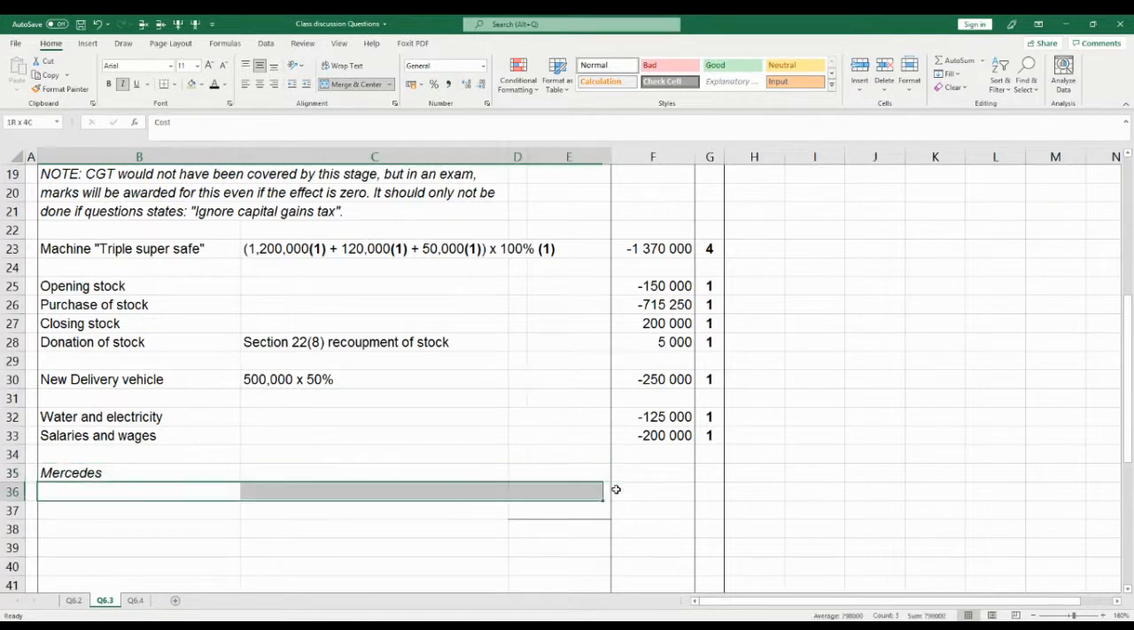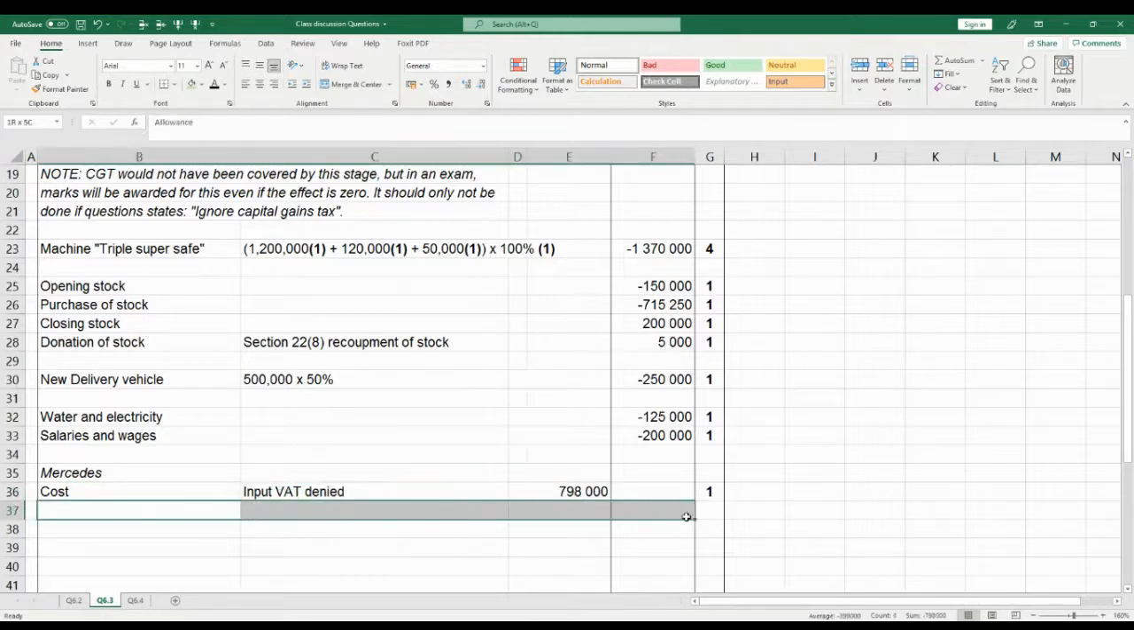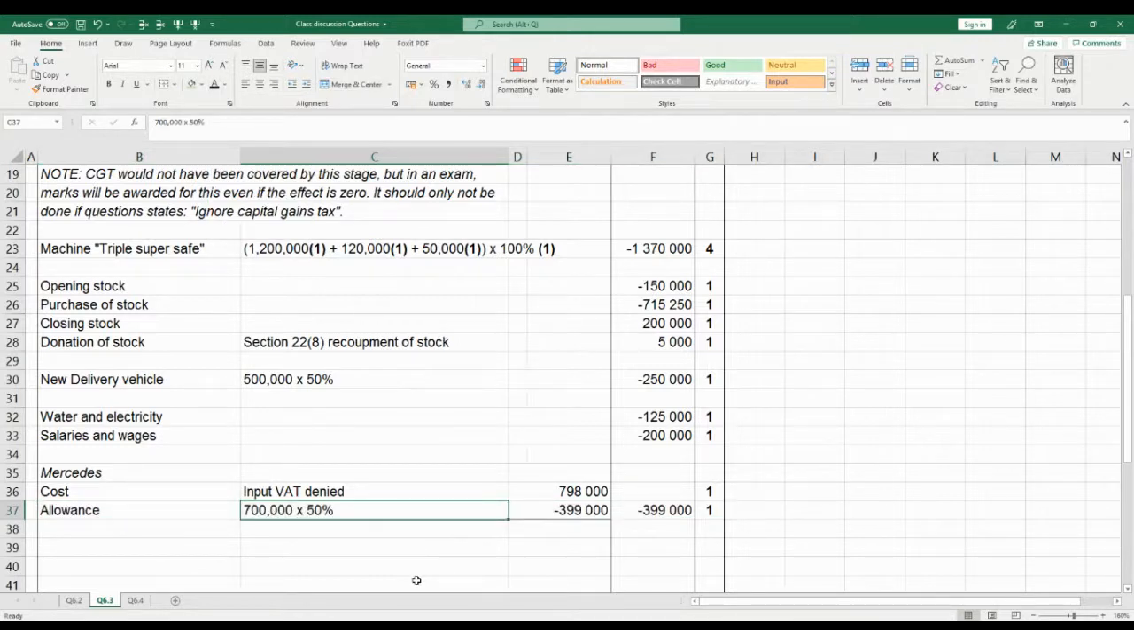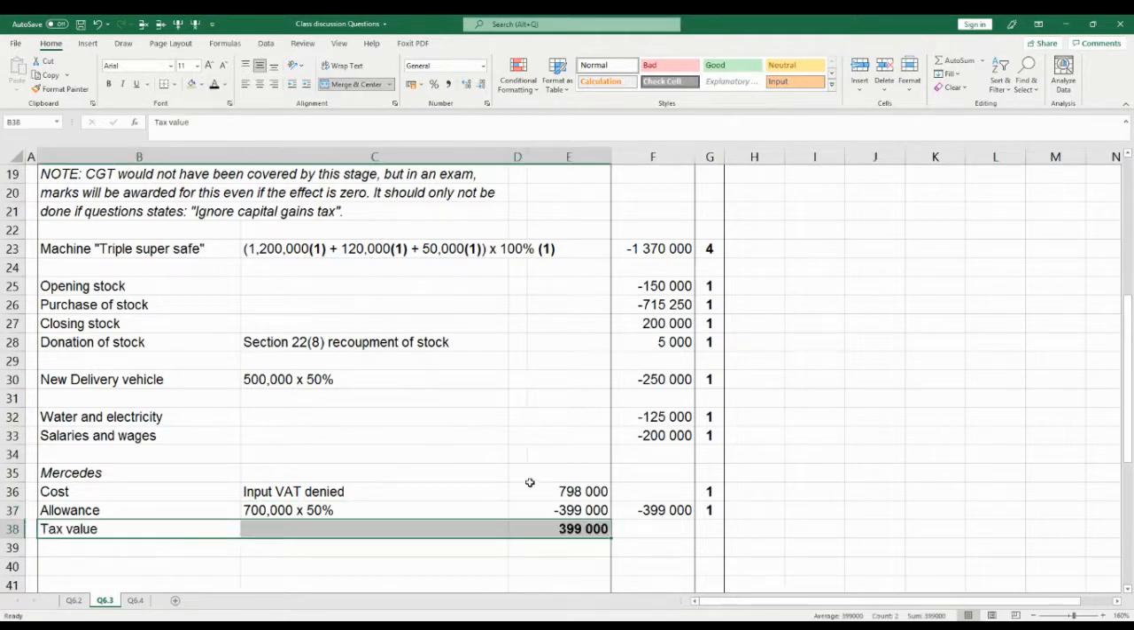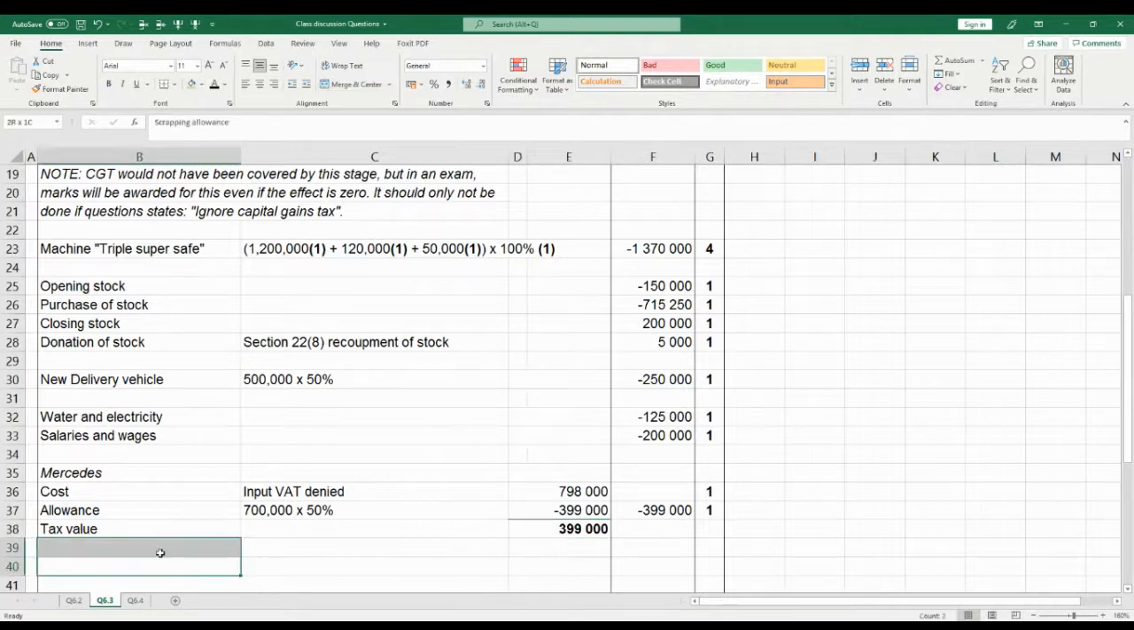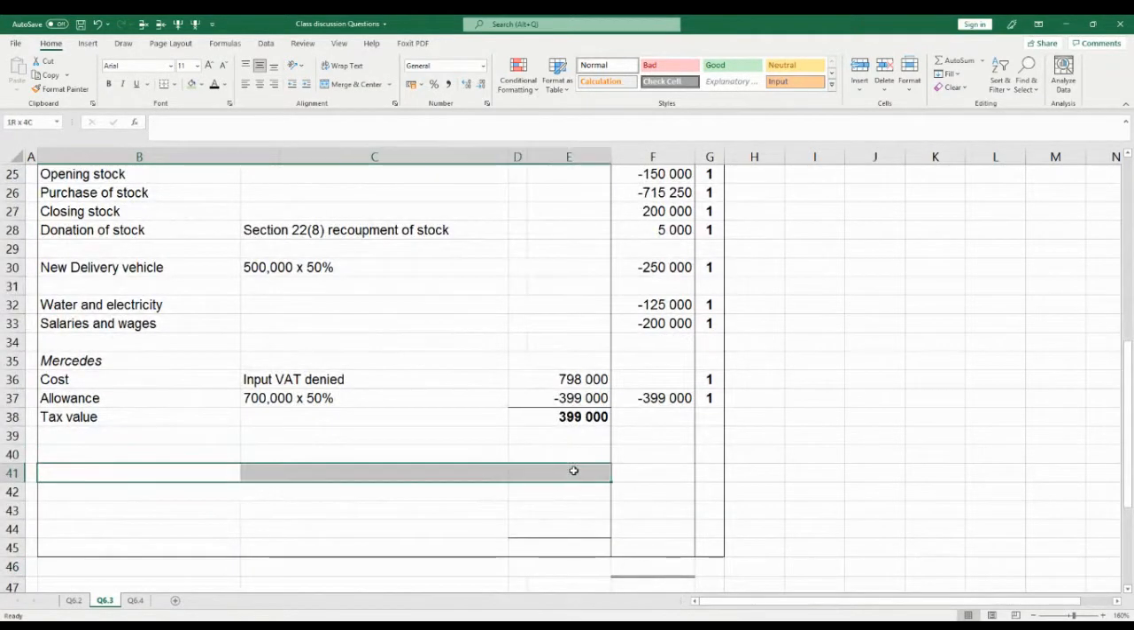Now, because this Mercedes-Benz was purchased in the year and input VAT is denied, we would have applied the full $798,000, and our write-off or the allowance would have been 50% for year 1 because it is a non-manufacturing asset, which would give us a value of $399,000, which we deducted, which means our tax base for this asset is also $399,000. Now, to work out the recoupment or the additional allowance, we will start with the proceeds.